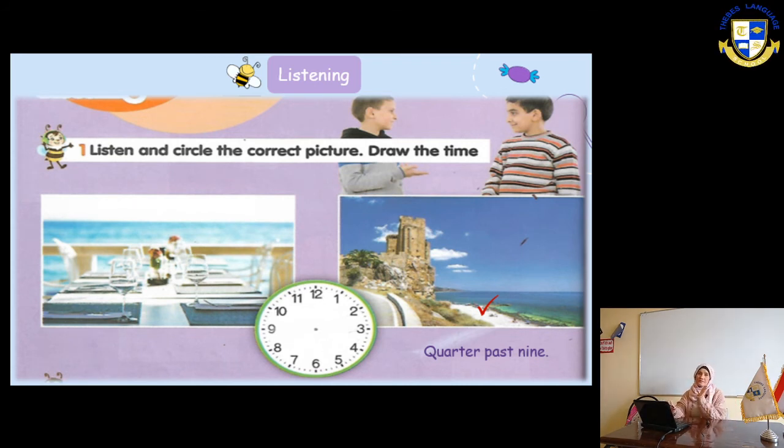9:15 means short arm on 9 and long arm on 3. Again, 9:15 means long arm on number 3. This is 9:15, so short arm will be on number 9. Draw it and make right on the picture of the castle or the fort.